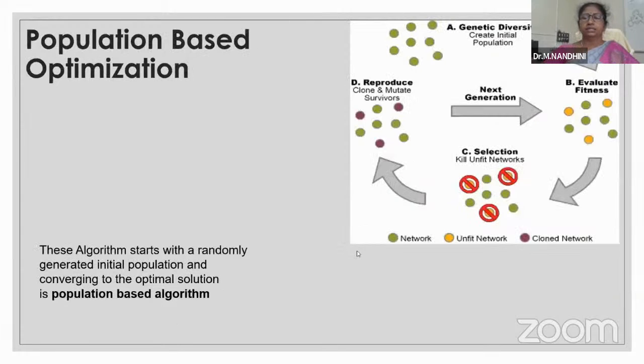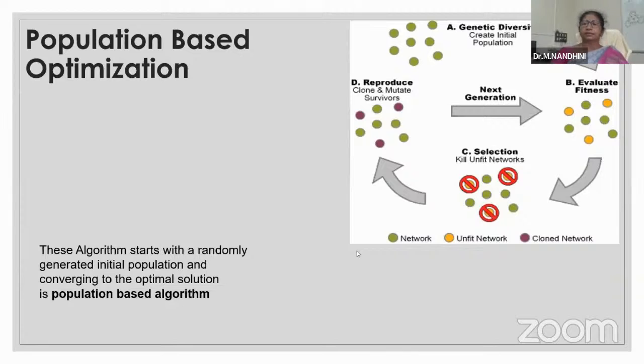Population based optimization. Here the main difference is that in local search we are starting with one variable. If you are starting with multiple items to find the best one, then it is population based. For example, particle swarm optimization is nothing but n number of particles or birds trying to find their food at the minimum distance.